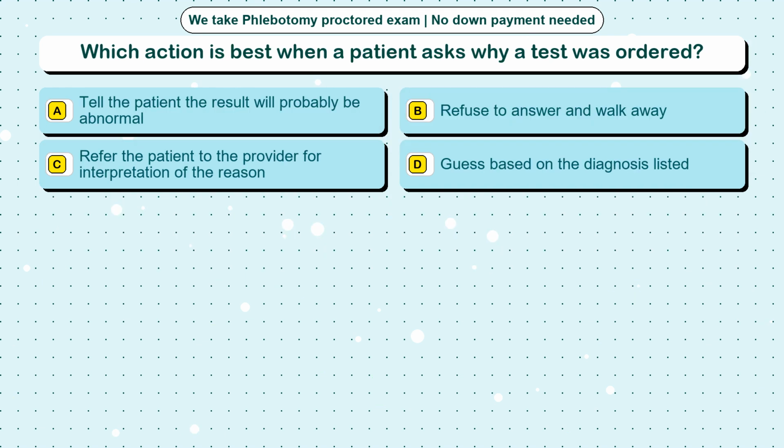Question 65. Which action is best when a patient asks why a test was ordered? Option A, tell the patient the result will probably be abnormal.